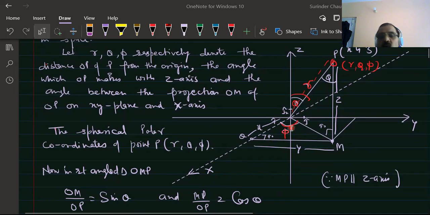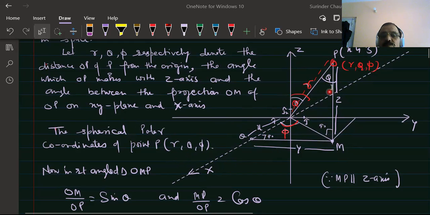Now let's complete the diagram. From P, drop a perpendicular onto the xy plane, meeting it at M. Join O with P, and this is OM. Draw a perpendicular from M on the x axis, this is Q, OQ, and complete the parallelogram. This angle is theta. Now we find the relation between the Cartesian and spherical coordinates. For that, let us consider triangle OMP. MP is parallel to the z-axis, so this angle is theta.